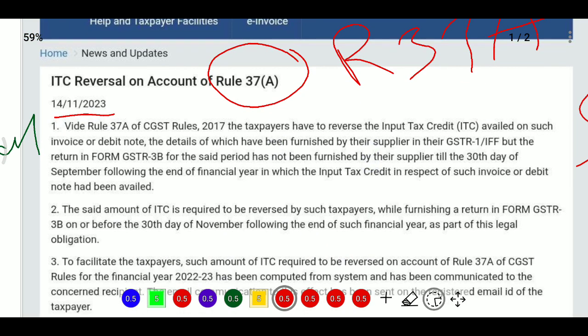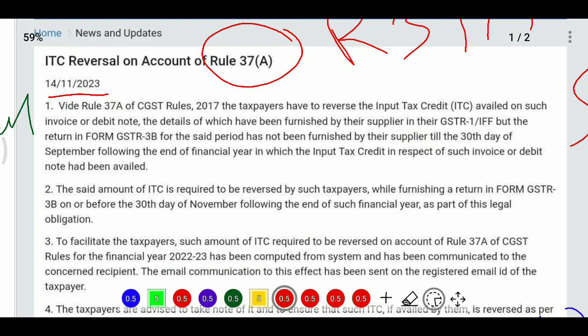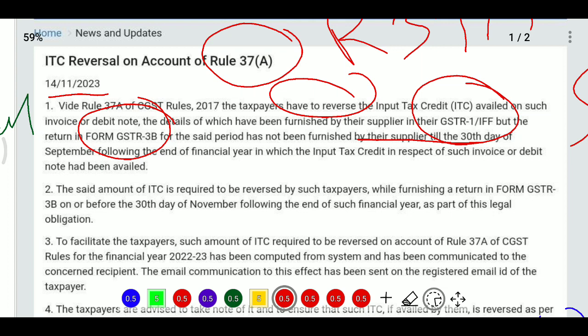What is there in Rule 37A? In the first point, it says that if you are a recipient, and your supplier from whom you are purchasing some goods has not filed GSTR1 or IFF scheme, but you have taken their ITC in form GSTR3B, that ITC needs to be reversed if the person has not filed by 30 September of the following year, that is, up to 30 September 2023.